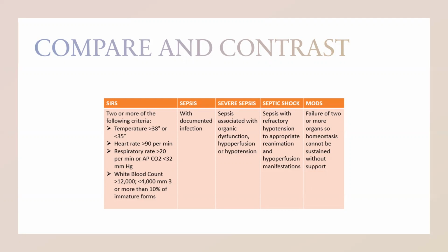Remember, with diabetic patients, they're at greater risk because they have poor perfusion. Right? They have a higher glucose rate, so they have a higher bacterial risk. Severe sepsis is associated with organ dysfunction, hypoperfusion, and hypotension, and then septic shock. So it's refractory, with refractory hypotension and hypoperfusion manifestations. And then MODS is failure of 2 or more of those organs.